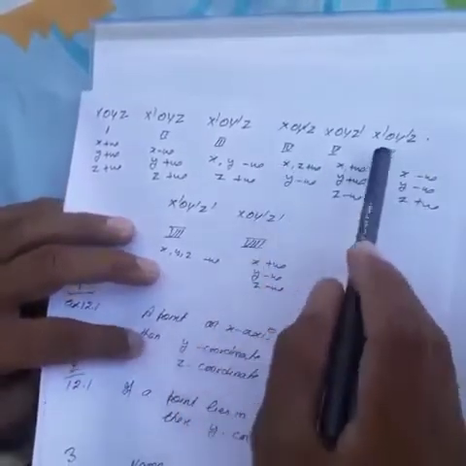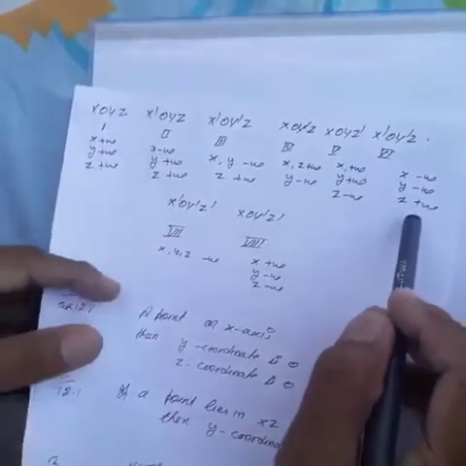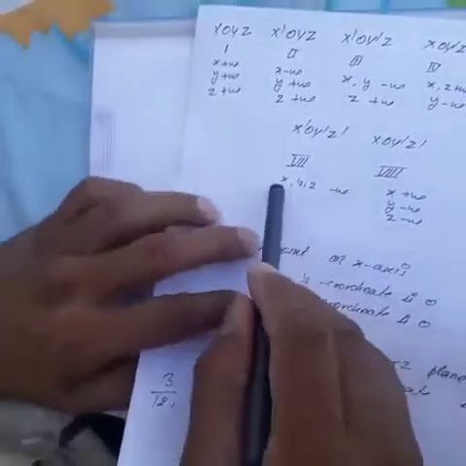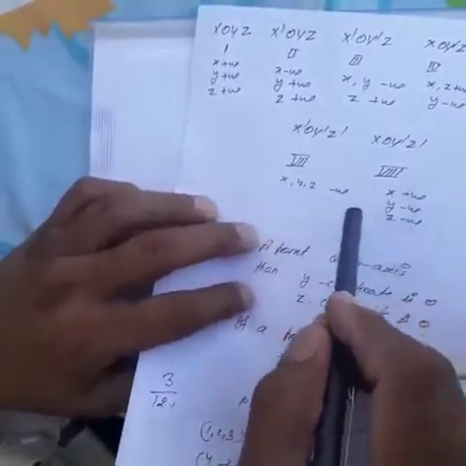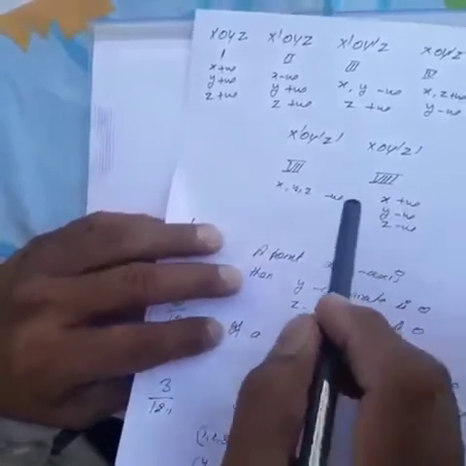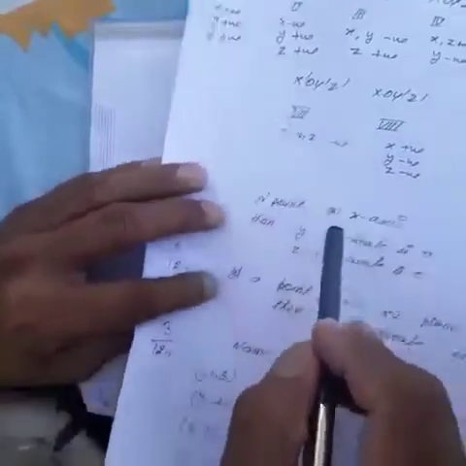In the sixth, x dash O y z dash, so x negative, y negative and z positive. The seventh octant, x, y, z all negative. In the eighth, x positive, y negative and z negative. So you can identify the points on this basis.